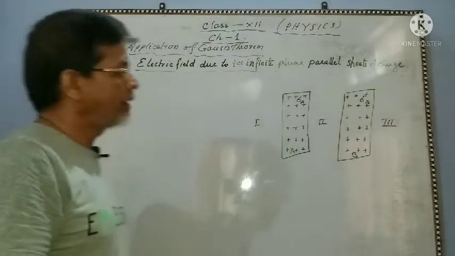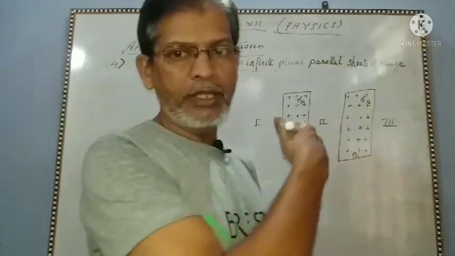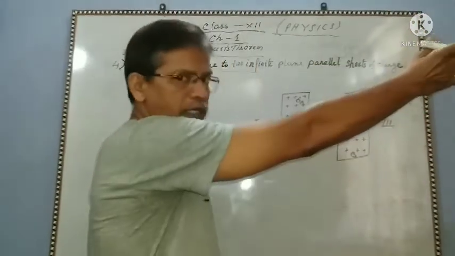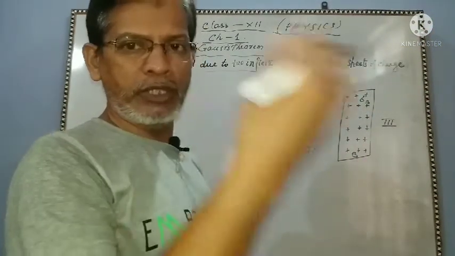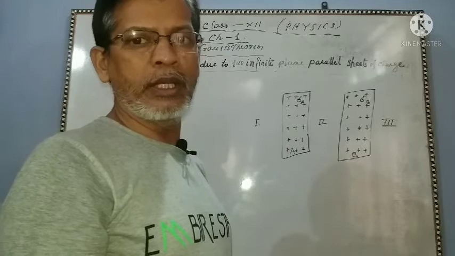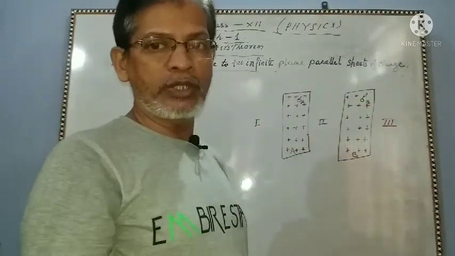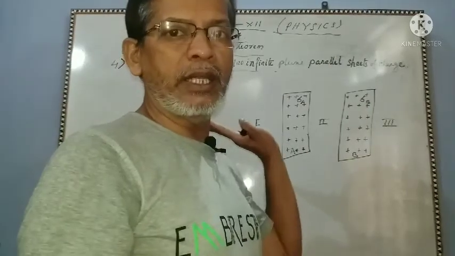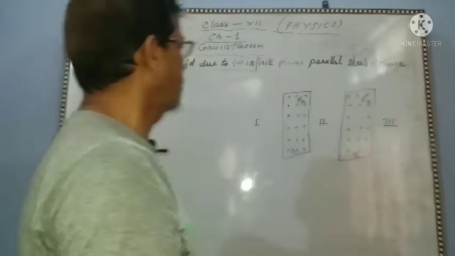In this case we have taken electric field towards the right as positive and towards the left as negative. Electric field towards right is positive, towards left is negative.